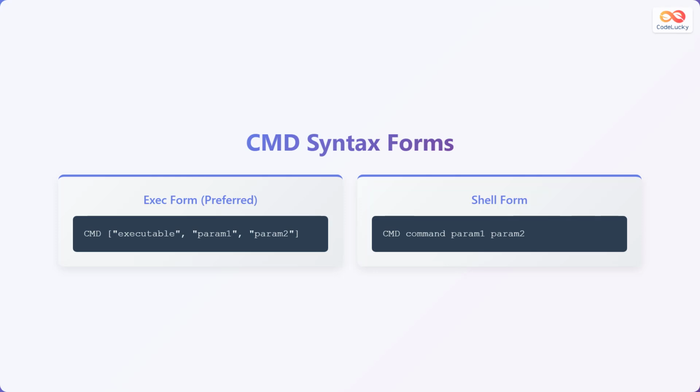The CMD instruction has two main syntax forms, exec form and shell form. The exec form is the preferred way of writing the CMD instruction. It looks like this: CMD within square brackets, executable, followed by parameter 1 and parameter 2. The shell form looks like this: CMD, then the command, parameter 1 and parameter 2.